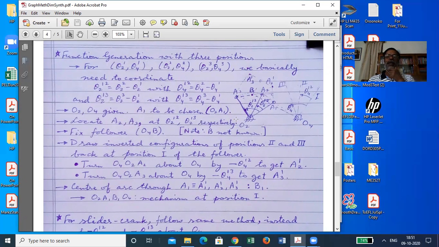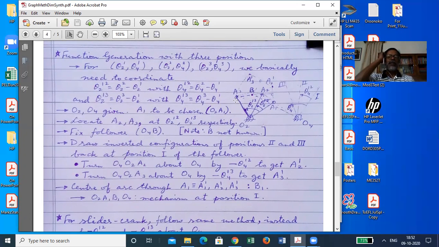So if you choose A1, and O2 is already given, so in the circular arc, A2 is located at angle theta 2,1,2. A3 is also located from the first position at angle theta 2,1,3. Okay. So O2 was given, O4 was given. You chose the O2 A1 distance, and the first position was anyway arbitrary that you chose. Okay. So you got A1, and then A2, A3 you have got trivially.